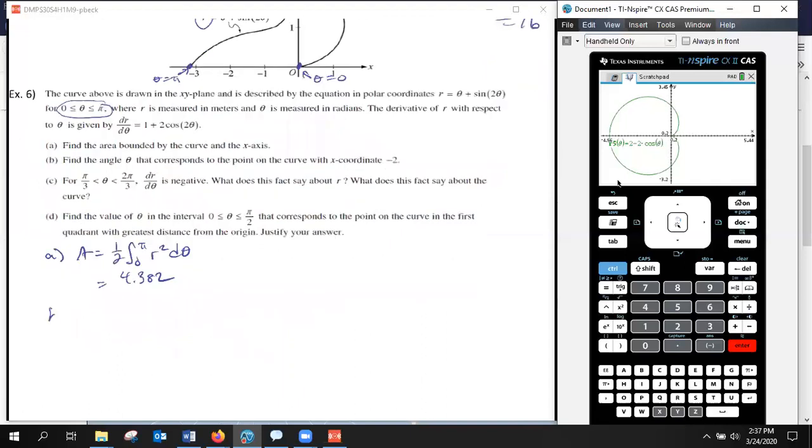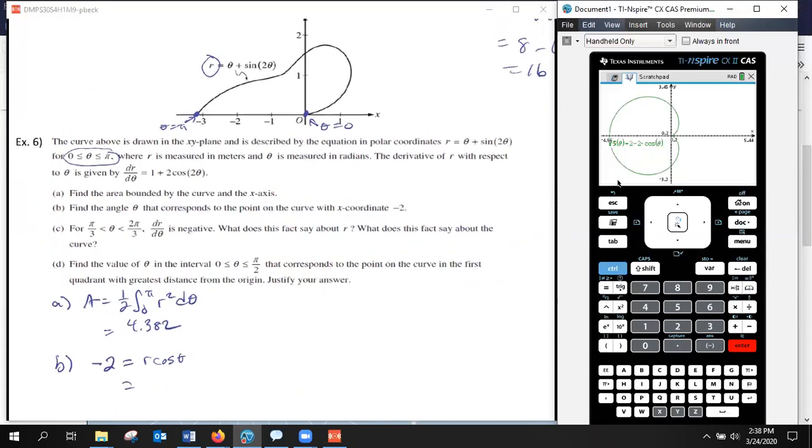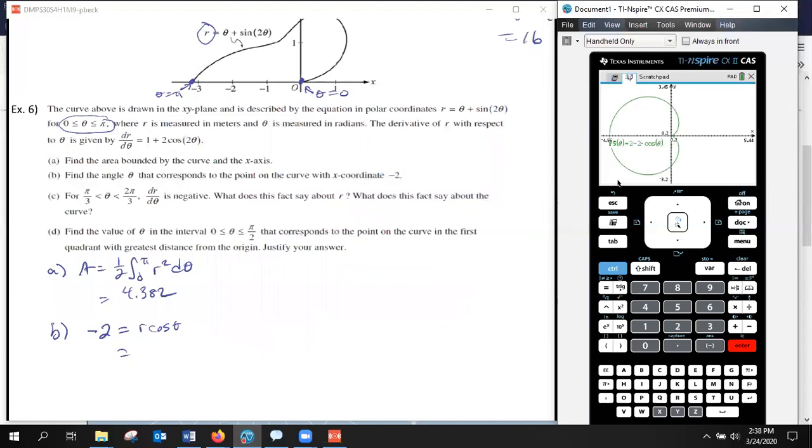Part B, find the angle that corresponds to the point where the x-coordinate is -2. So we would say, where does -2 equal r cosine theta? And we know that our radius is going to be, going back to what we have up here, theta plus sine of 2 theta. So -2 equals theta plus sine 2 theta times cosine.